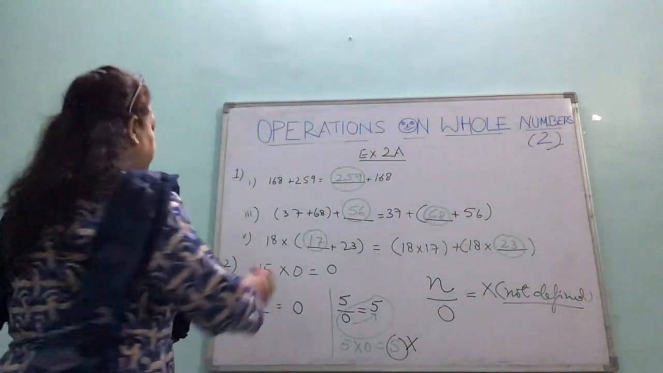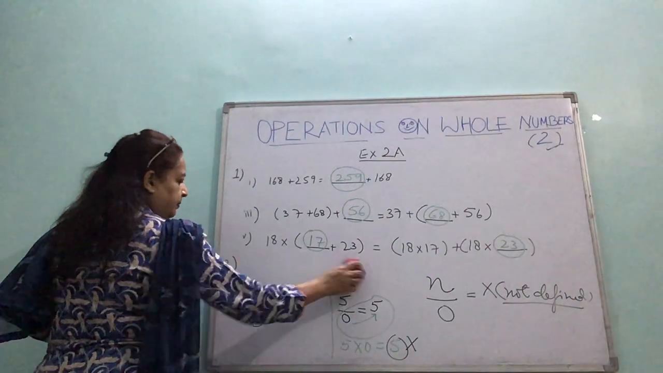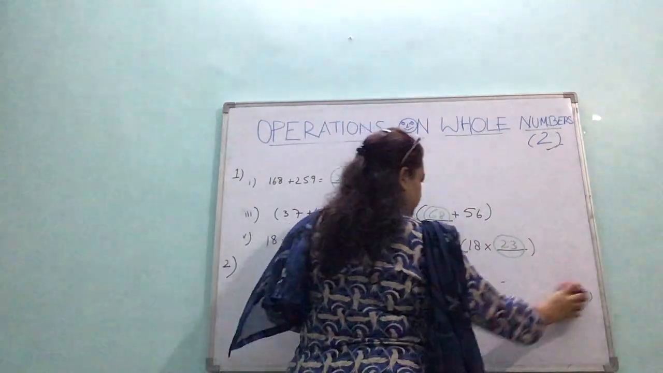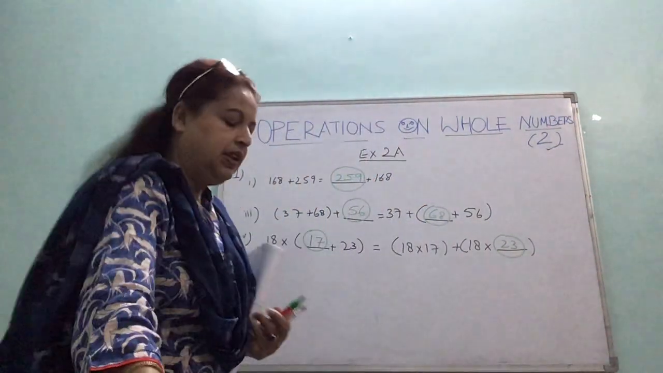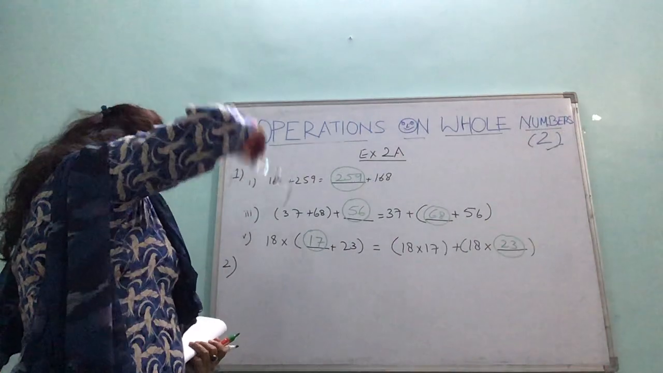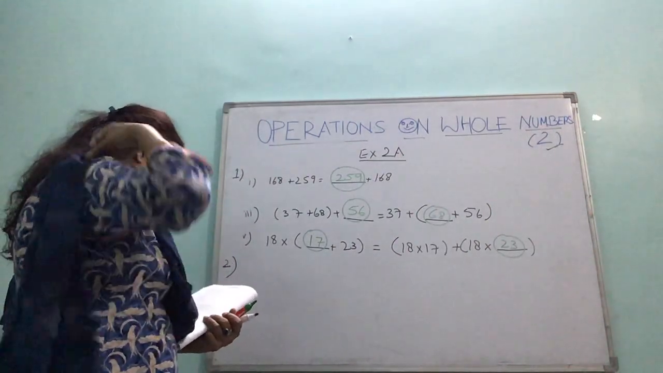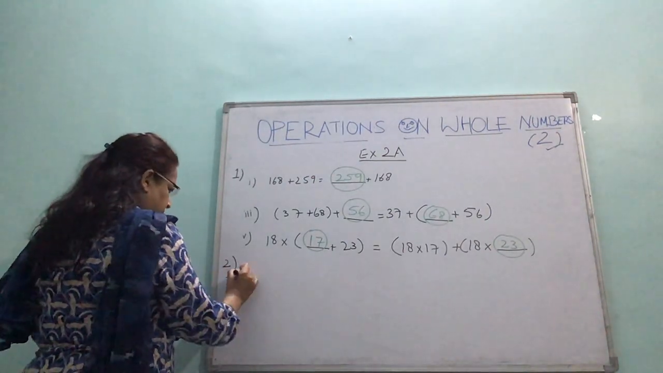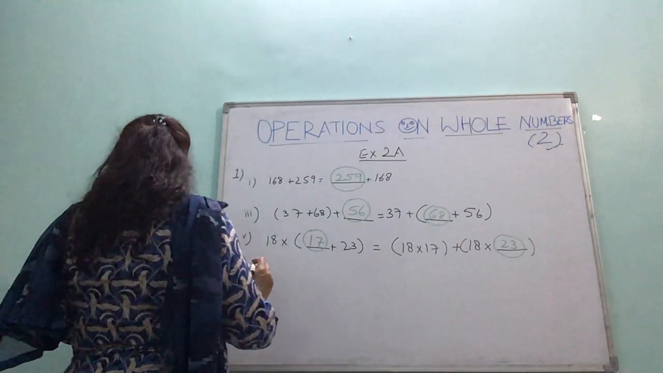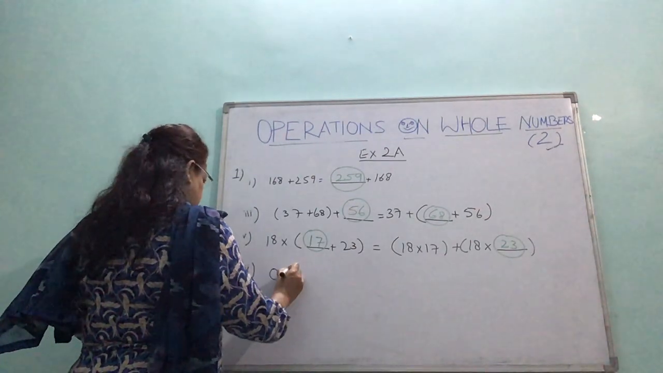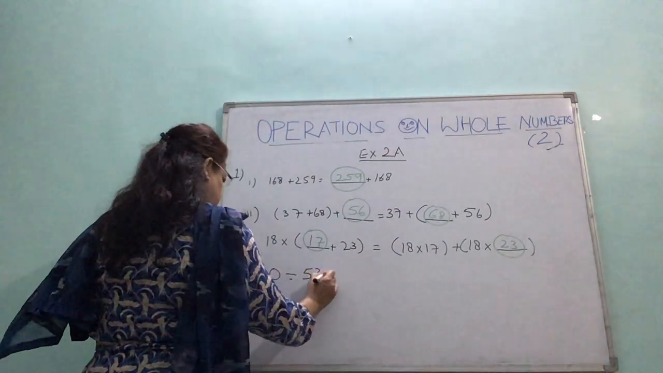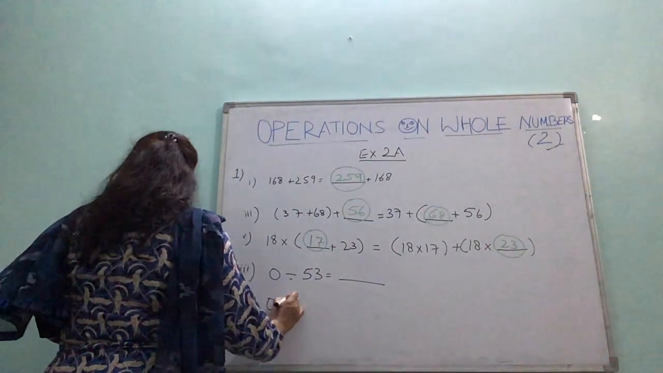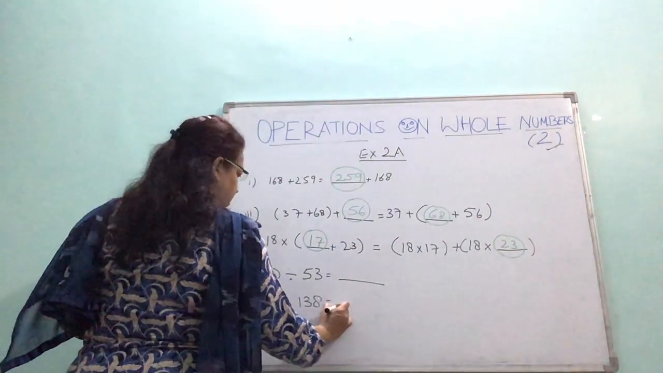Question number 2. Well, I am taking up some parts there. You can do orally. I take the third and the fifth part. Remaining you can do, children. I am very sure about that. So third is 0 divided by 53 is equal to blank, and the fifth part is 0 into 138 is equal to blank.